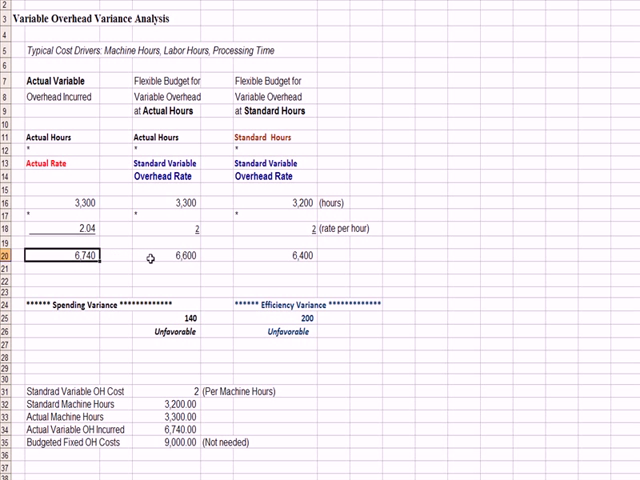Since our actual was more than our standard, we have an unfavorable spending variance, because again, the difference on the spending variance has to do with rates. The hours are the same. On the efficiency side, our middle column was more than our budgeted column, so as a result we have an unfavorable variance here too. This deals with efficiency. The rate is the same, but the hours that we used is different.